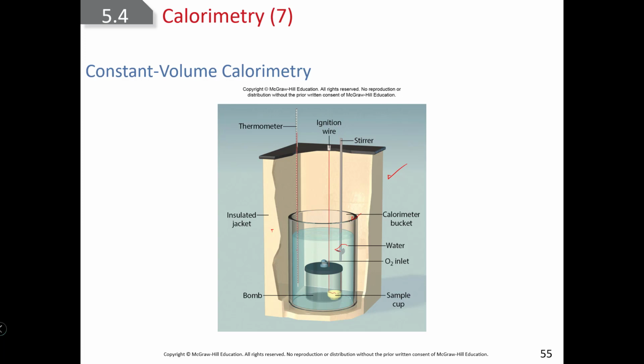And in the bomb, this is a sealed container usually, and there's a cup here, and you put your peanut butter on this wire right here, and then you fill this full of oxygen, and you ignite it. And then the heat of the peanut butter burning transfers into the water. That causes the temperature of the water to go up. You know what the mass of the water is. So there's the Q equals specific heat of water times the mass of the water times the temperature change of the water. So whatever the Q of the water is equal to negative Q of the sample. And so that's how we figure out how much heat's in that amount of peanut butter.